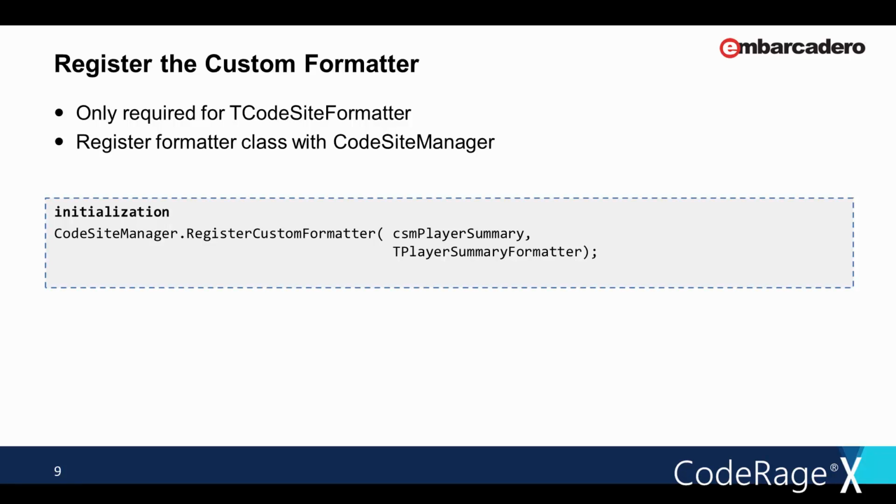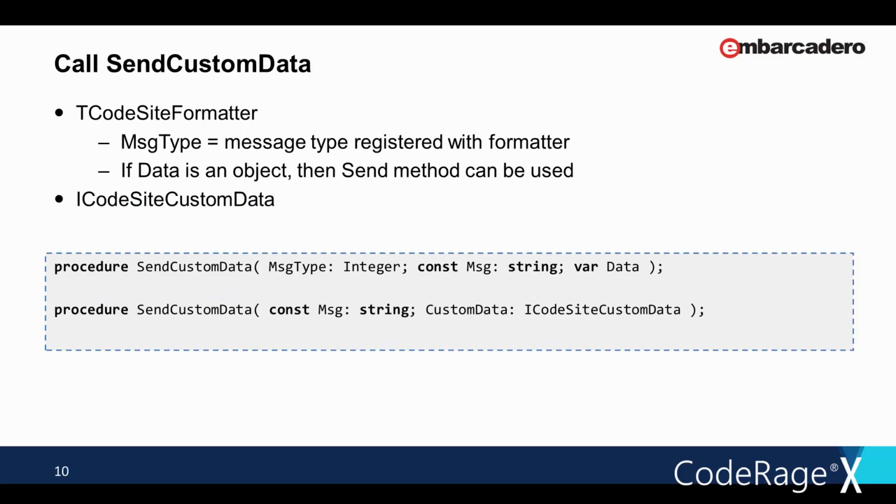And then once you've defined your formatter, we now need to register that with the CodeSite Manager. And so here's an example that I'm going to be showing in just a moment. It's registering a player summary formatter with this new message type called CSM for CodeSite Message Player Summary. And again, that's done at the CodeSite Manager level, so all of your loggers have access to it.